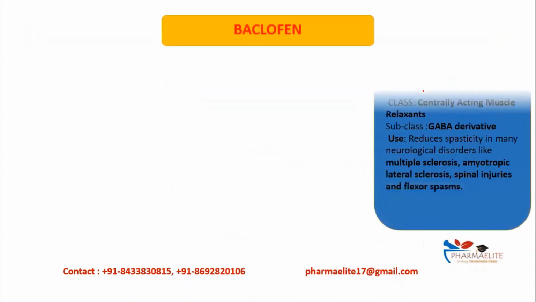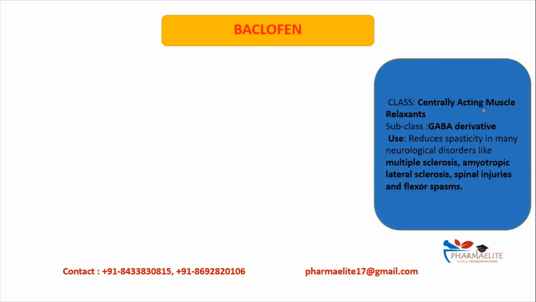So baclofen belongs to the class of centrally acting muscle relaxant. Centrally acting means it is acting on brain and spinal cord. It belongs to the subclass of GABA derivative. We will learn about this in further slides. It is used to reduce spasticity. Spasticity is muscle tightening due to prolonged muscle contraction, which is seen in neurological disorders like multiple sclerosis, amyotrophic lateral sclerosis, spinal injury, and flexor spasm.